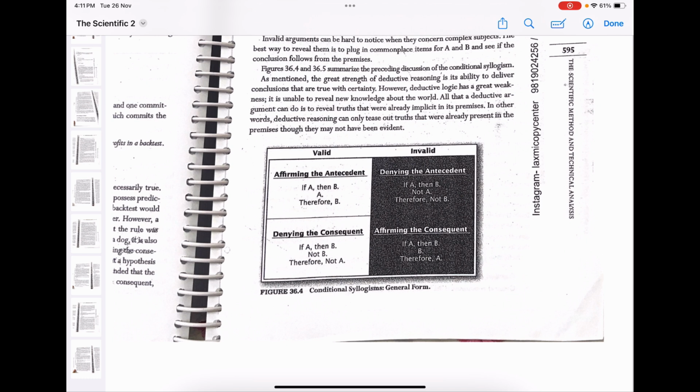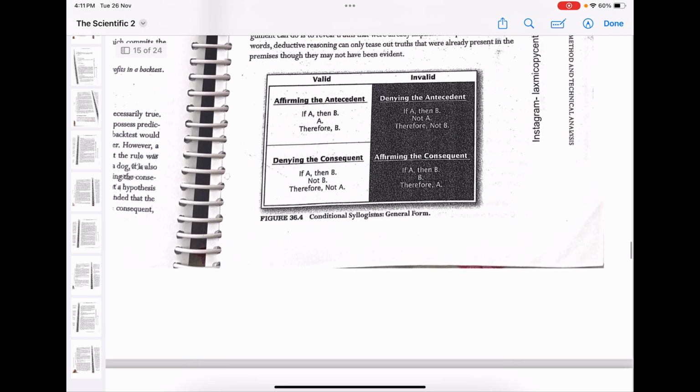As mentioned, the great strength of deductive reasoning is its ability to deliver conclusions that are true with certainty. However, deductive logic has a great weakness. It is unable to reveal new knowledge about the world. All that a deductive argument can do is to reveal the truths, right, which are already there in the premises.